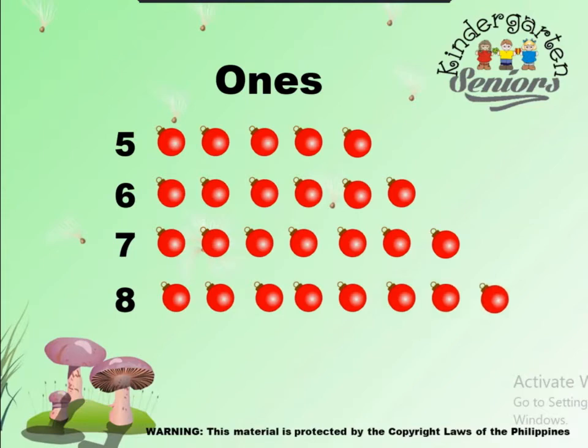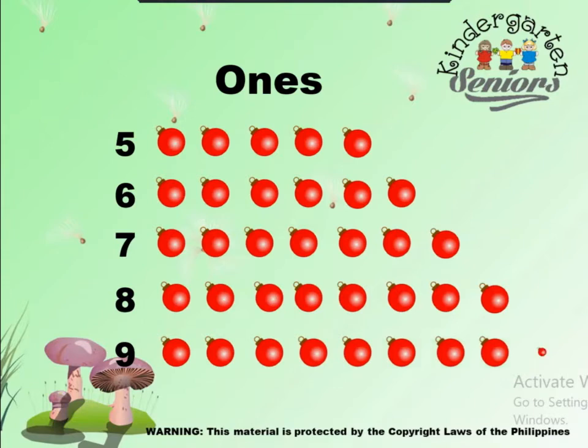Count, are you counting with Teacher Marcel? You should. And the last one here is nine. We have one, two, three, four, five, six, seven, eight, nine. Alright, so the ones are 1 to 9.